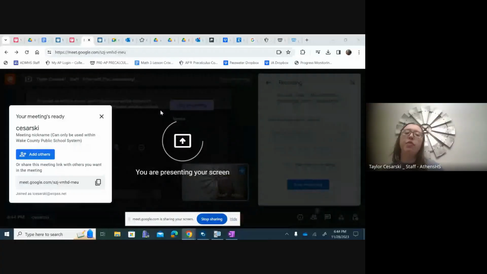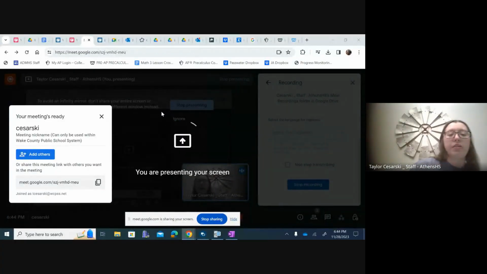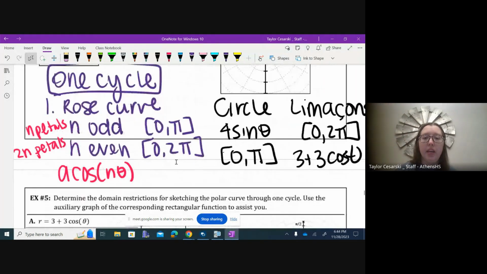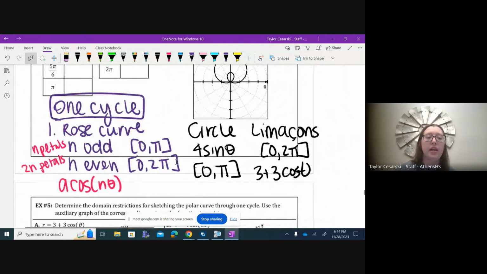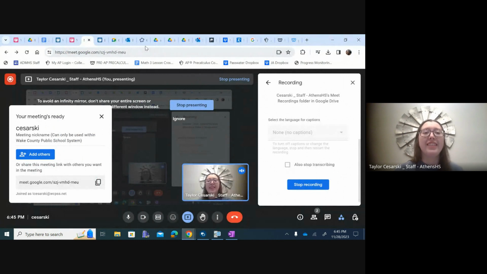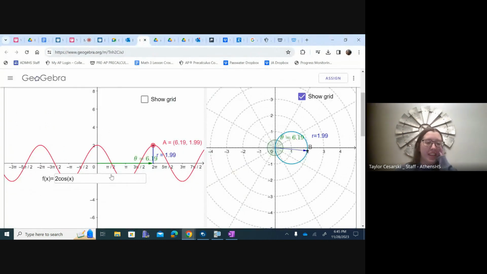So we're going to look at domain restrictions, how to graph a full cycle, and how to graph it in your calculator as well. On the very first page of 14b, I want you to take a second, maybe pause it. Actually, I'm going to leave that up there while I talk through it. There are some domain restrictions to graph a full cycle of the curve. Actually, I'm taking it away for just a second because I want to show you on this. If we're talking about a full cycle of the curve, what I mean is at a certain point, it's just going to retrace over itself.